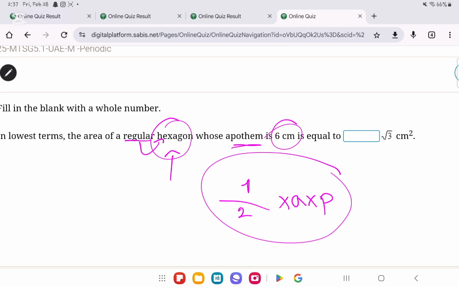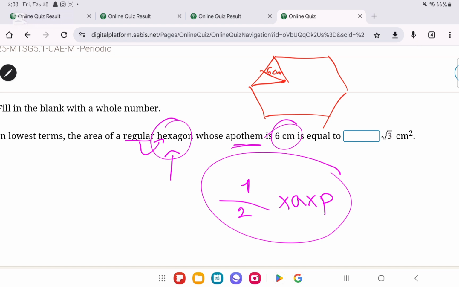So let us just imagine this hexagon. I know it's not gonna look nice, it's just like a drawing to kind of understand what we are dealing with, okay? So the apothem is 6 centimeters. What is an apothem? The apothem is basically the height. Okay, so this is 6 centimeters.